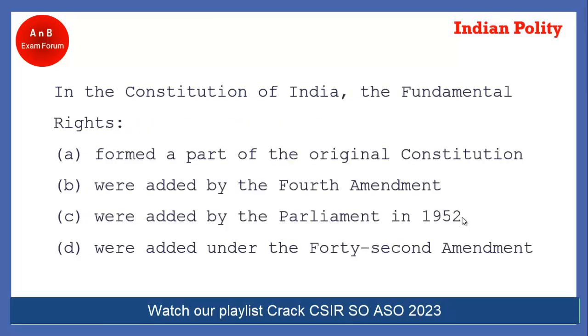Coming to the next question: in the Indian Constitution, the fundamental rights were formed as a part of the original Constitution, or were added by the 4th Amendment, or were added by Parliament in 1952, or were added under the 42nd Amendment? Again you are right, it is formed as a part of the original Constitution. The other options are not correct, so option A is the correct answer.